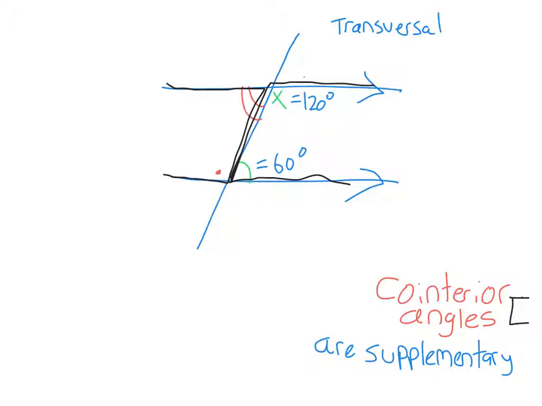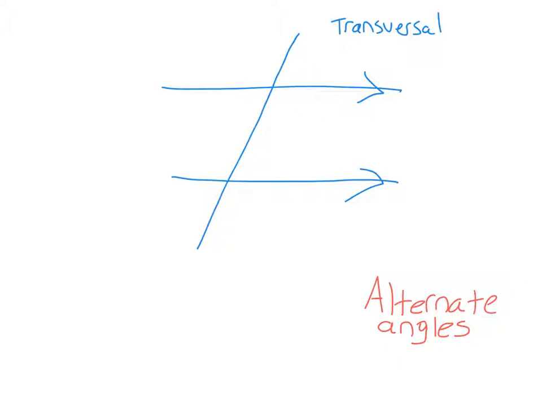Let's now look at another type of angle. So now we're looking at alternate angles. They're sometimes called alternate interior angles. So alternate means kind of like different or opposite. They're on opposite sides of the transversal and they're both interior. That's why they're called alternate interior angles.